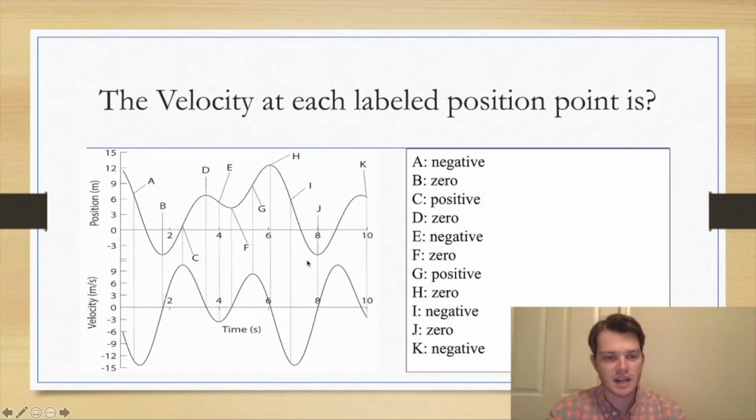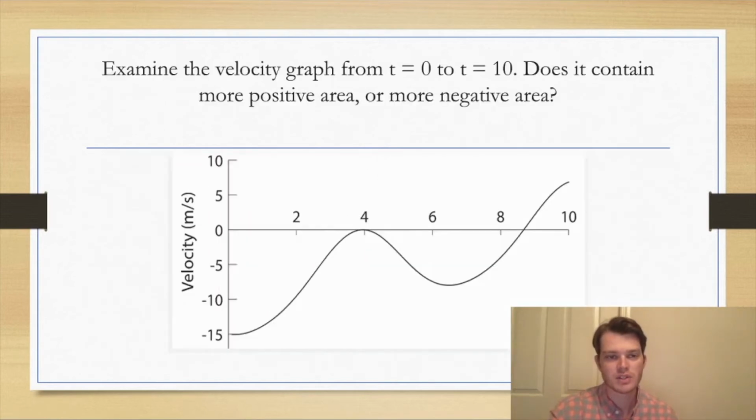As you can see, this carries on throughout the whole curve. At D, we have a horizontal slope, so it is 0. At E, we have a decreasing slope, so it's negative, and we have a negative number for our velocity. Let's go ahead and work on our next question.